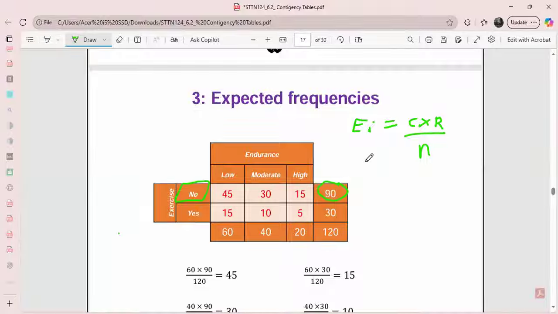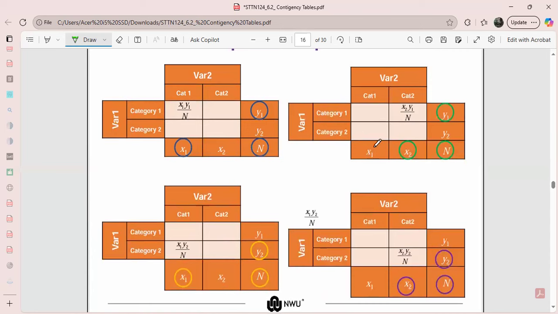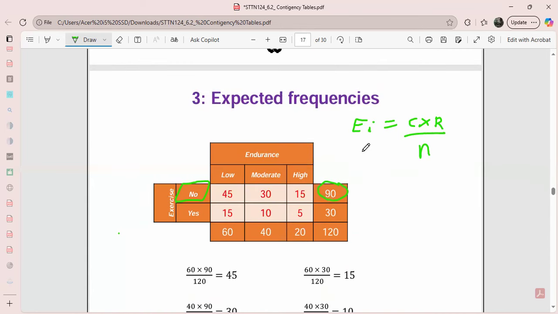Now here you are given a table. Number one, check if that table has the totals. Here in this case, we're given the totals. Others might prefer a different method, the one for cat1, y1, x1, but on my side, this is the method that I normally use for my students. We say that expected frequency is equal to the column total multiplied by the row total divided by n.